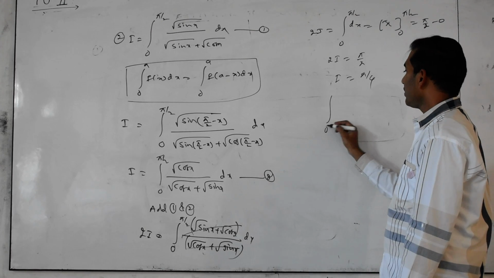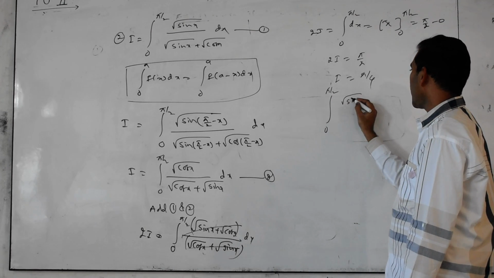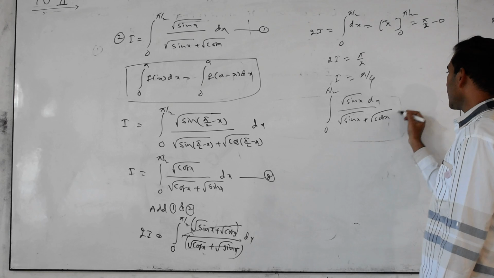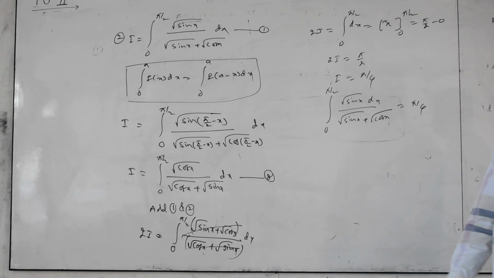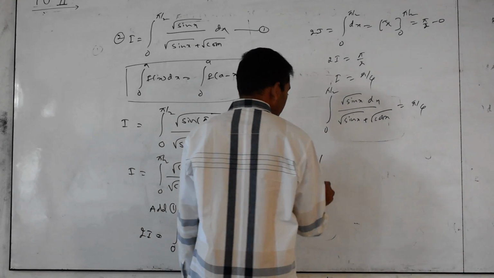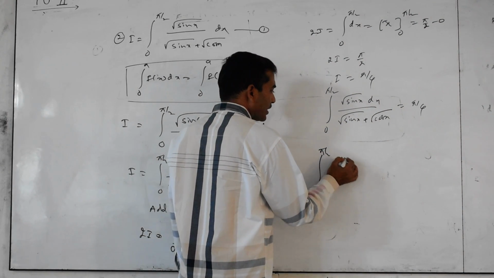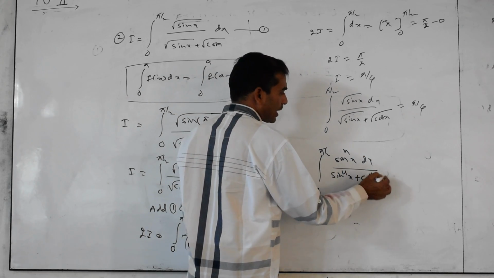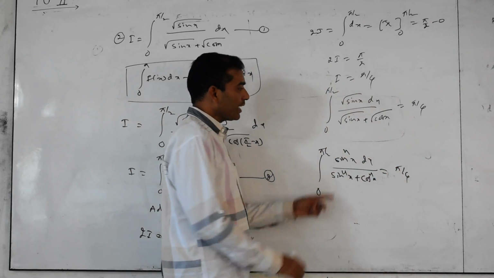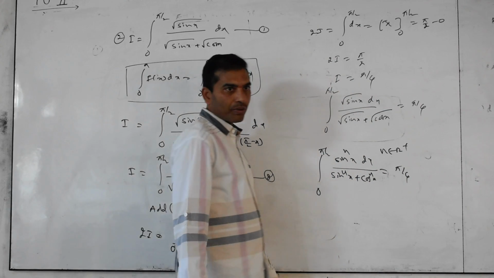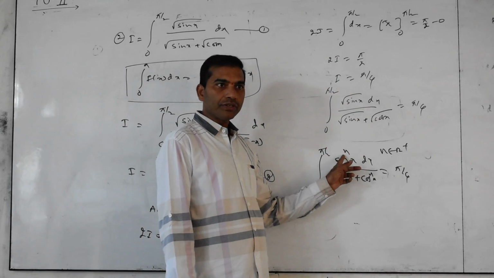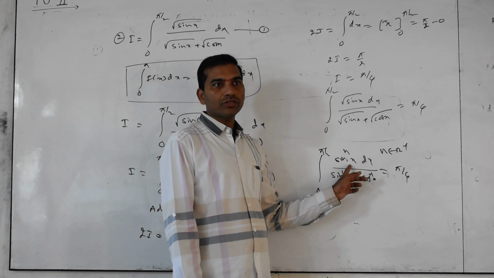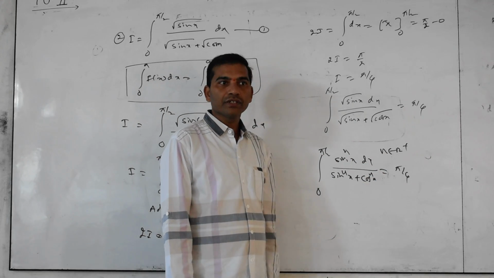So I is nothing but the integral from 0 to pi by 2 of root sin x dx by root sin x plus root cos x, which is equal to pi by 4. In the previous class I discussed the integral from 0 to pi by 2 of sin^n x dx by sin^n x plus cos^n x equals pi by 4, where n belongs to the positive real numbers. n equal to 1 by 2, 3 by 2, 5 by 2, 7 by 2, anything you can substitute: 2, 3, 100, 1000, any positive real number. The answer will be pi by 4.